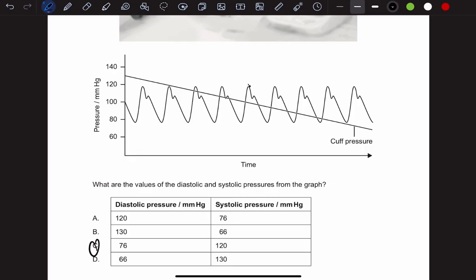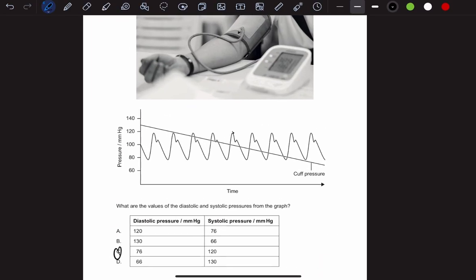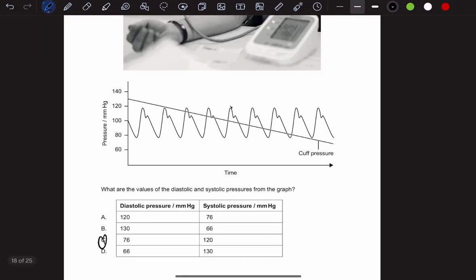You should just know, if you don't want to think about the logic behind it, that for diastolic, think of D meaning down, and down meaning lower. So that's going to be the lower pressure, and then for systolic you have the higher one, which in this case is 120. Okay, yeah.